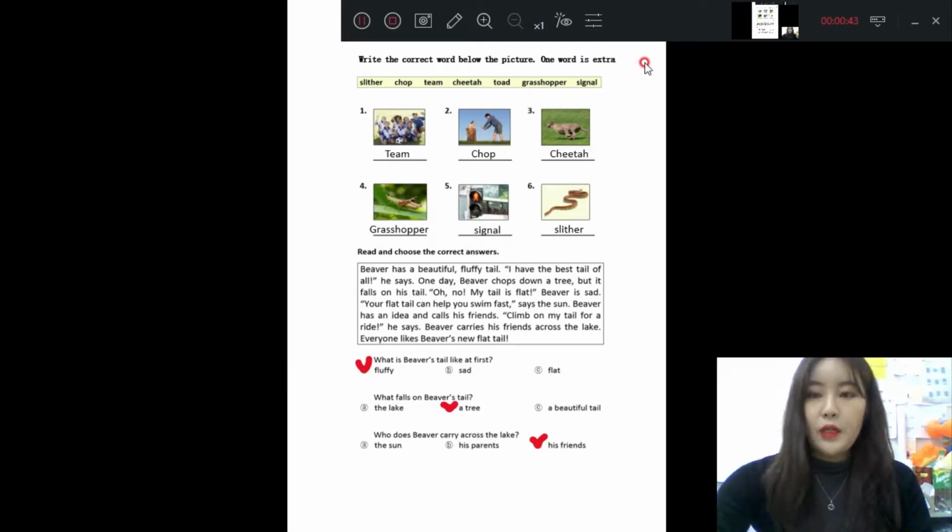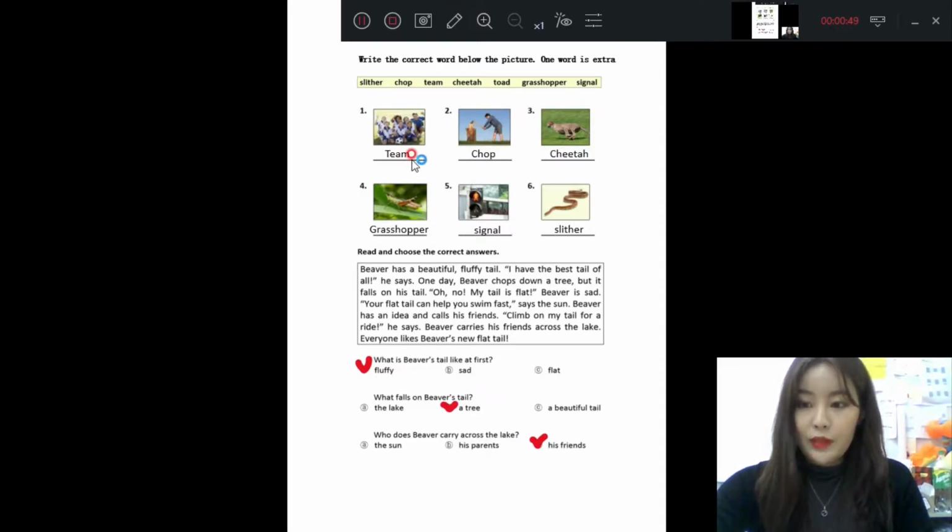Alright, so the first one will be the team. You know what the team is, right? And second one is chop, which is the verb. And third one is cheetah. And fourth one is grasshopper. And fifth one is signal. And the last one will be slither. Alright, this one is the easy part.